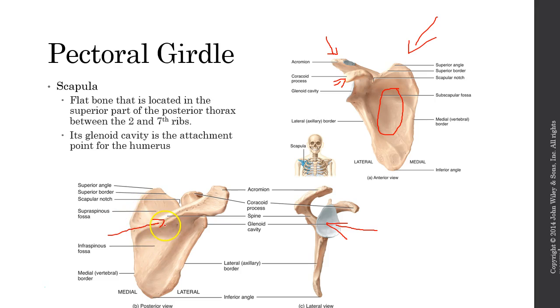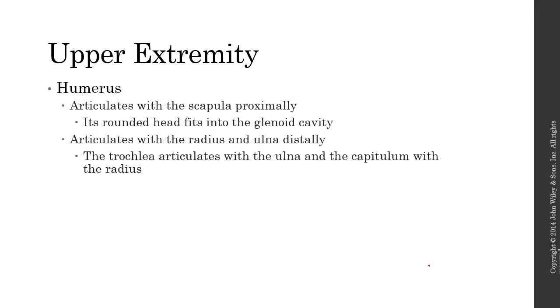So the spine is for separating two muscles here, mainly the infraspinatus, which is found inferior to the spine, and supraspinatus, which is found superior to the spine. So it is these four markings or processes on the scapula that you need to know. So next we have the humerus. This is the arm bone.